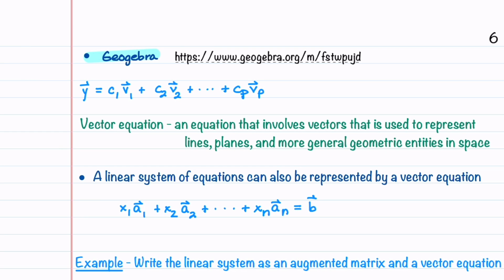In the previous page, we saw that a linear combination of vectors v1 up through vp can be written like this. This equation is called a vector equation. It's an equation that involves vectors, and it's used to represent lines, planes, and more general geometric entities in space. A linear system of equations can also be represented by a vector equation. We're going to learn in the example below how to write a linear system of equations as a vector equation that looks like this.